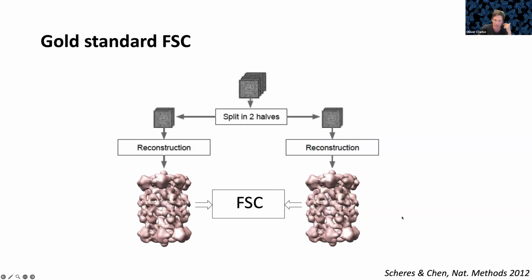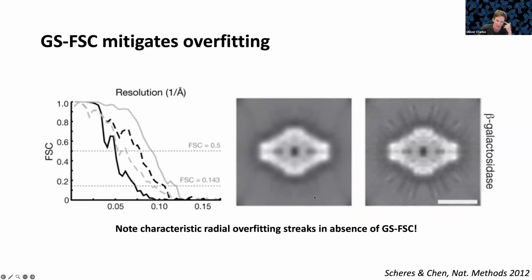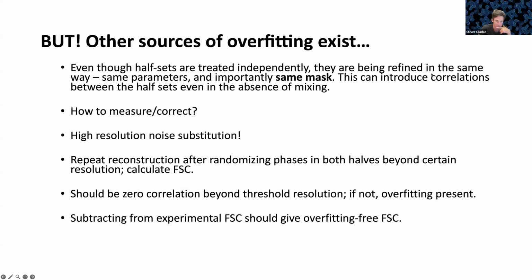This gives you an overview of how we do it these days with the gold standard FSC, and that significantly mitigates overfitting. So it allows you to remove these artifactual radial streaks that you see in the density map. However, the one thing to point out here is that other sources of overfitting exist, even in this approach.